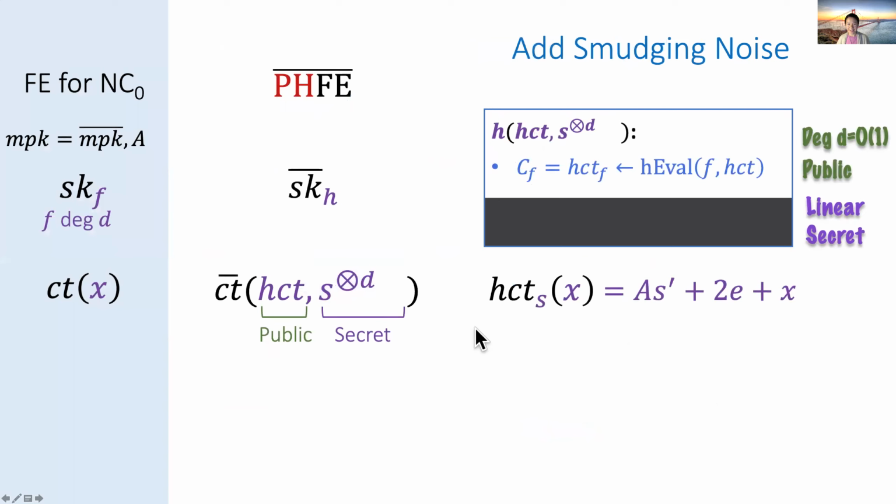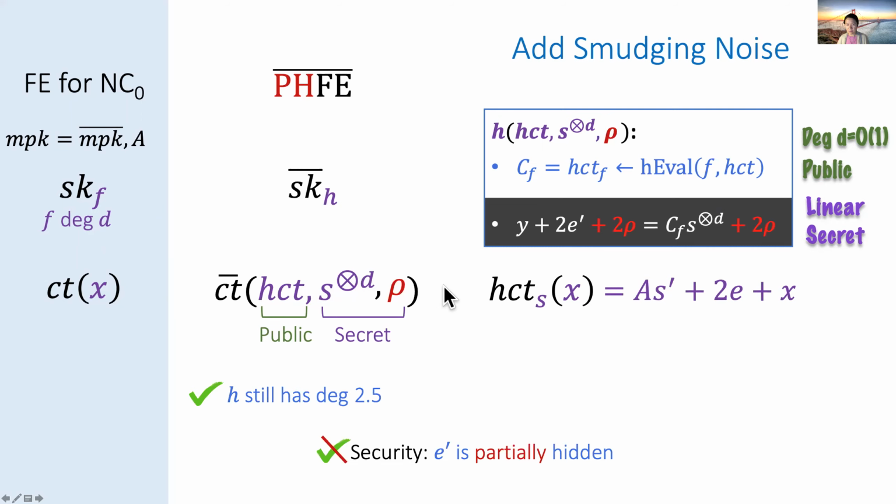So, putting this idea into effect, what we now want to evaluate using H is the perturbed output added with the smudge noise 2 times rho. So where does that rho come from? Well, the most straightforward idea is to just encrypt rho as a part of the ciphertext. This way, the function H is still very simple, and we also have partial security because E prime will be hidden with good probability.